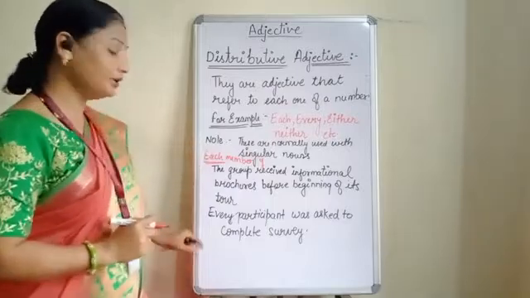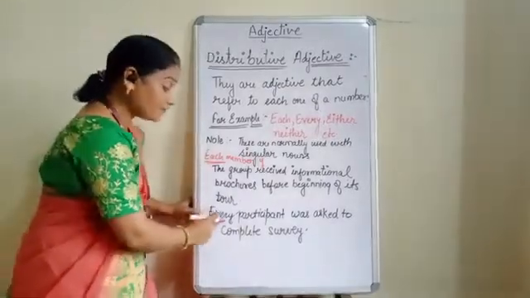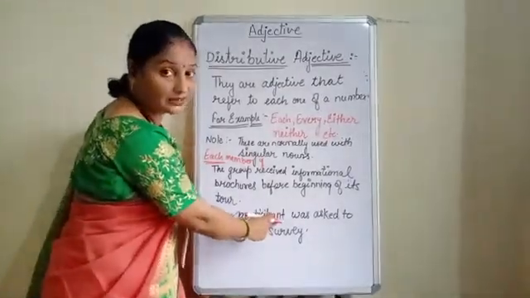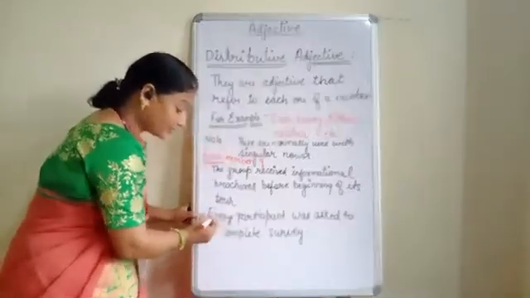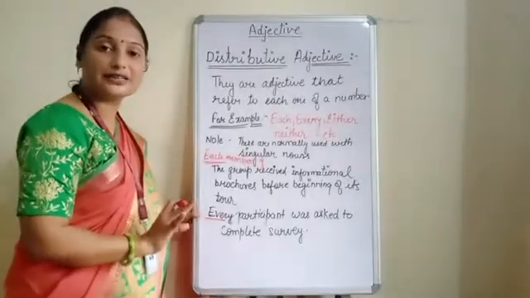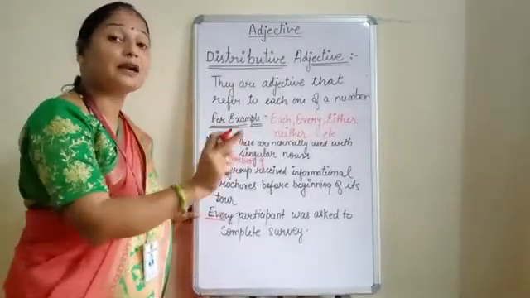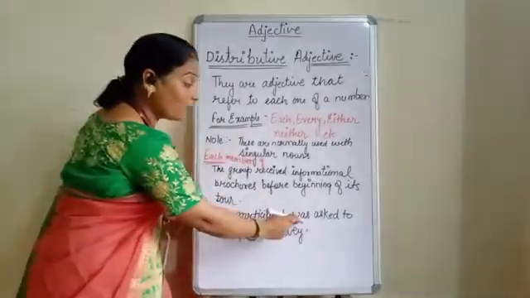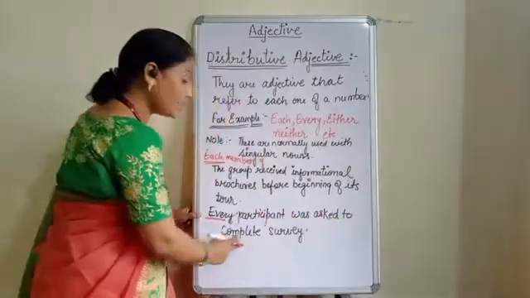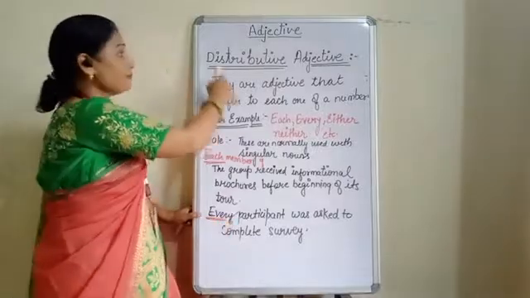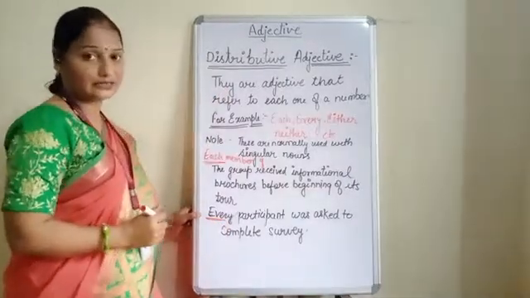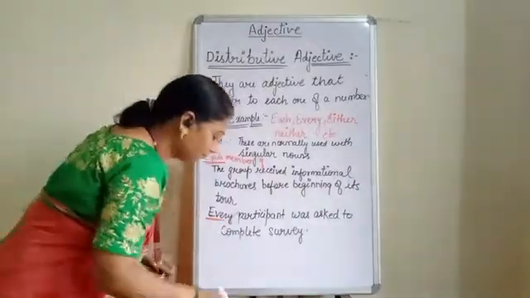One more example, we can write every participant. Okay, now see children, from every participant, it is 100% clear that each and every participant was asked to complete the survey. So this will be your distributive adjective. See one more example.